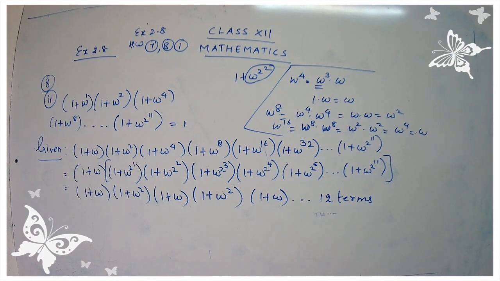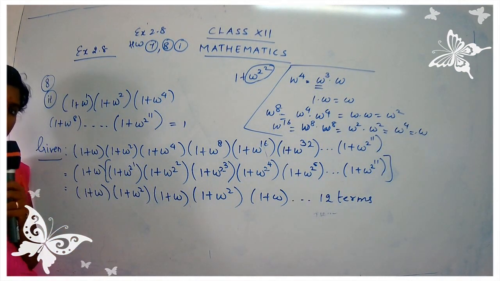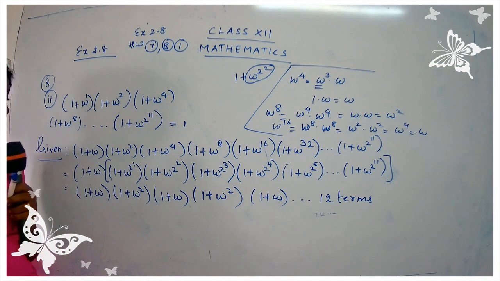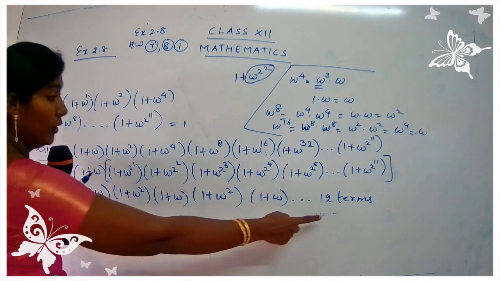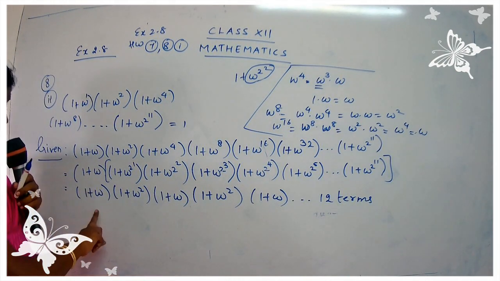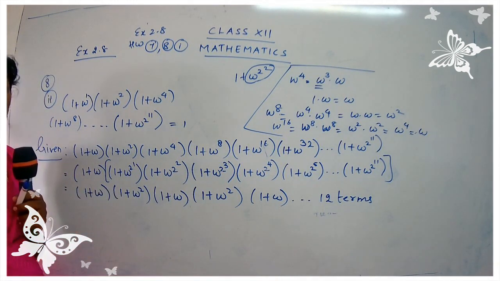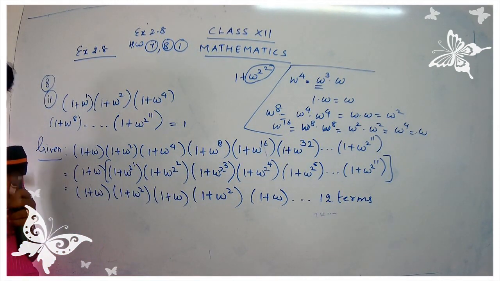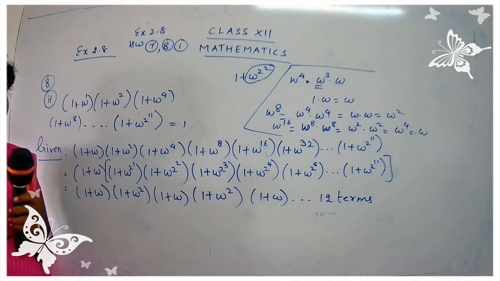Okay, children? Now, just see those terms carefully. Here, I have told you that you are going to get only these 2 terms repeated. You may have 1 plus omega, or you may have 1 plus omega square. 1 plus omega, 1 plus omega square. So how many 1 plus omega are going to be here? 6. Because totally you have 12 terms, okay? So you have 1 plus omega, then you have 1 plus omega square. That means you have 6 terms of 1 plus omega, and you have 6 terms of 1 plus omega square. I hope you are clear with my statement.